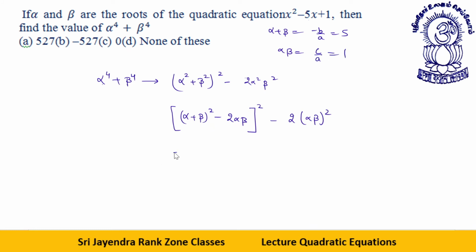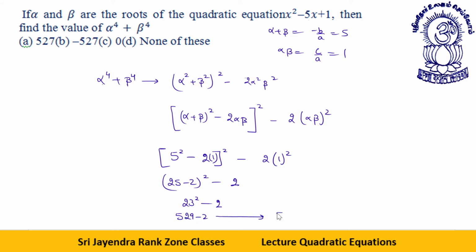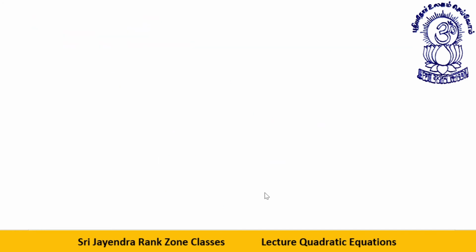So let's put the values. This is 5 square minus 2 into 1, whole square, minus 2 into 1 square. So this is 25 minus 2, whole square, minus 2. That is 23 square minus 2, or 529 minus 2, that is 527. Next one.